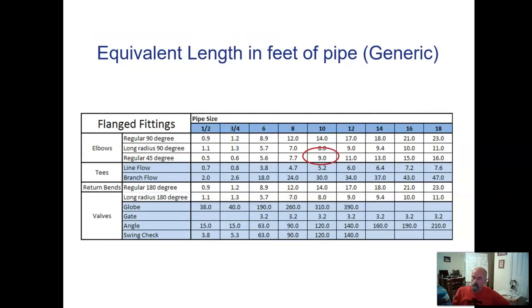And there's a huge table of equivalent lengths, but this one here just gives you an idea. For elbows, a regular 90 degree, you can see that as the size gets larger, the length increases accordingly. Long radius 90 degrees are more of a sweeping curve, not a real sharp turn. Regular 45 degrees equal a different length. Same thing with T's, return bends, and valves as well.